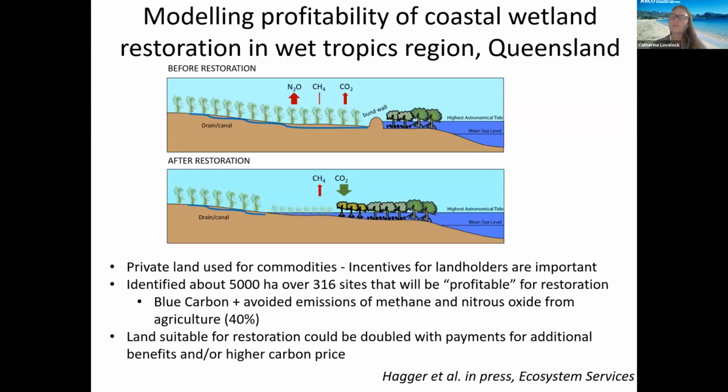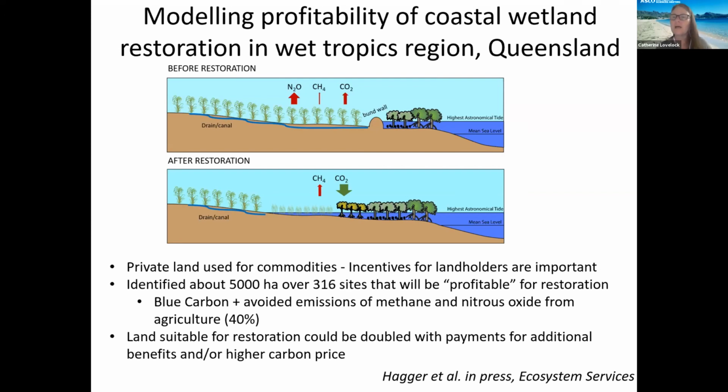I showed you an example from Indonesia, but we've often been puzzled about whether blue carbon projects might be profitable in developing nations. So we did a modelled study recently of the profitability of coastal wetland restoration for blue carbon in the wet tropics region of Queensland, where often coastal wetlands have been removed and replaced by sugarcane and grazing. We were looking at whether these projects could deliver another income stream for landholders in suitable lands. We identified about 5,000 hectares in this region that would be profitable already for restoration.